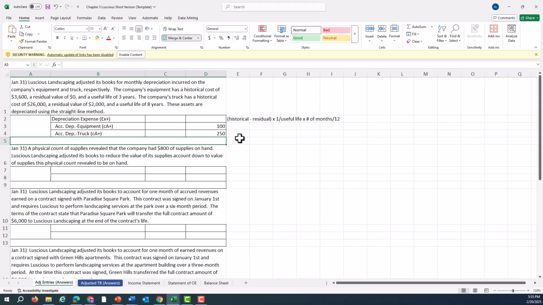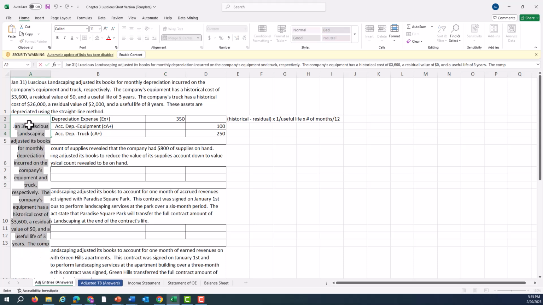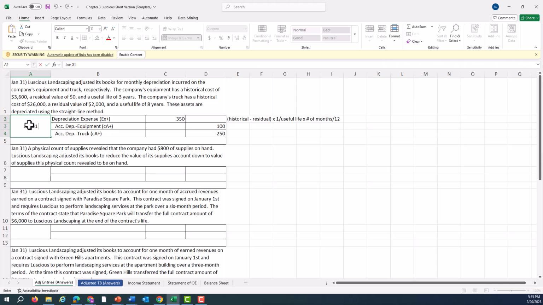So our equipment has lost $100 in value, our truck is losing $250 in value, and all in all, to make sure that we have all of our expense that was incurred during the period on the books in the period that it incurred, we're going to record a depreciation expense of $350. Our long-held assets lost $350 worth of value in total while we used them during the month of January, and that's what we're going to record in our January 31st adjusting entry. And here we adjusted for asset depreciation.